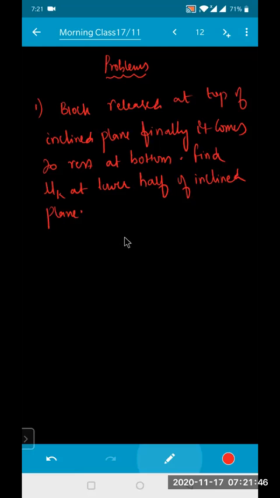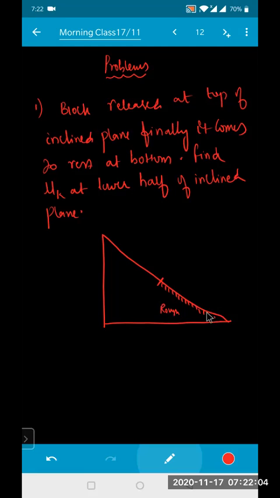See this figure. This is the given figure for the problem. This is your incline. Good question, so please concentrate on this one. The total distance is L. Some part of this is rough, this part, and it makes an angle theta. The other part is smooth. The block is released from the top and reaches the bottom of this inclined plane.